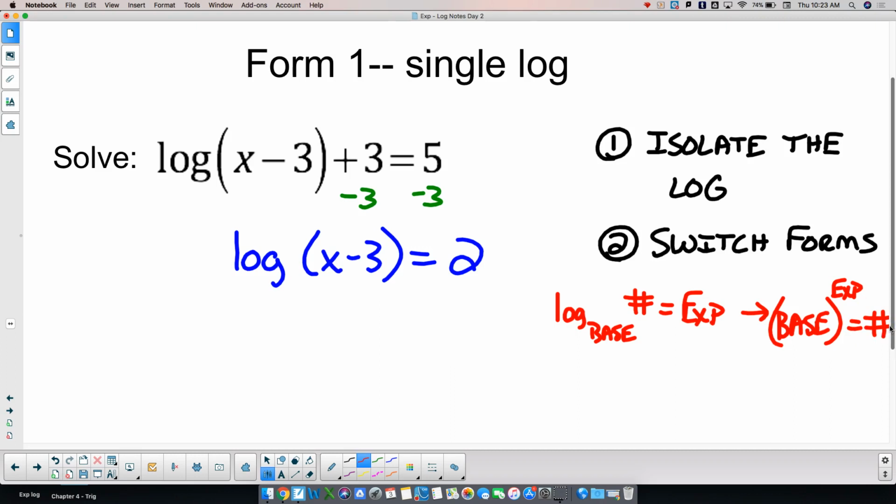So now instead of going into logarithmic form, you're going to take your log and put it into exponential form. Okay. So in this particular case, what's my base here? Base is 10 because it's not written. So when it's not written, the base is 10. So this is 10 squared equals x minus 3.